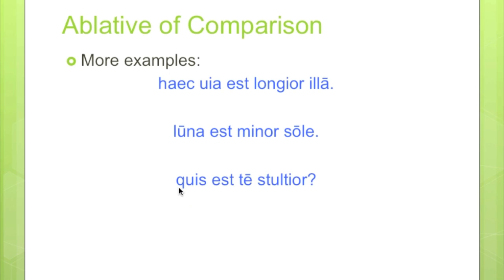Here's another example. Quis est te stultior? Who is stupider, stultior, te, than you? Te here is ablative, and this is an ablative of comparison, so it has the sense of than. Who is stupider than you?